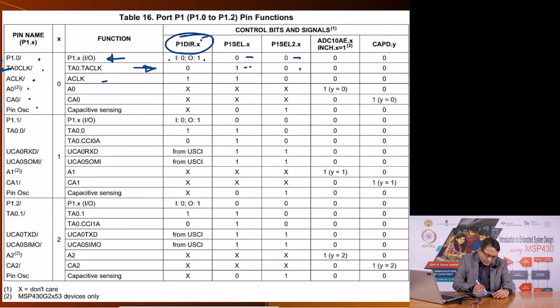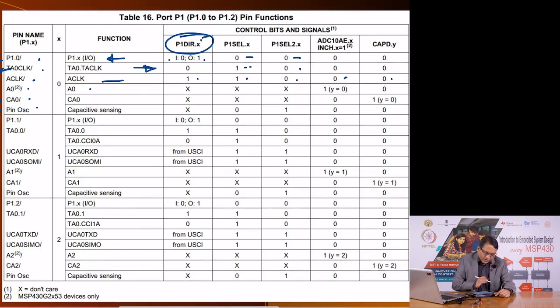If it has to be used to route the internal auxiliary clock signal onto this pin, now you see the direction becomes an output, and that is why you have to write a 1 into the direction register, and the select value is 1 and 0, the select 2 value is 0, and the ADC is 0, the capacitive sense register is 0.